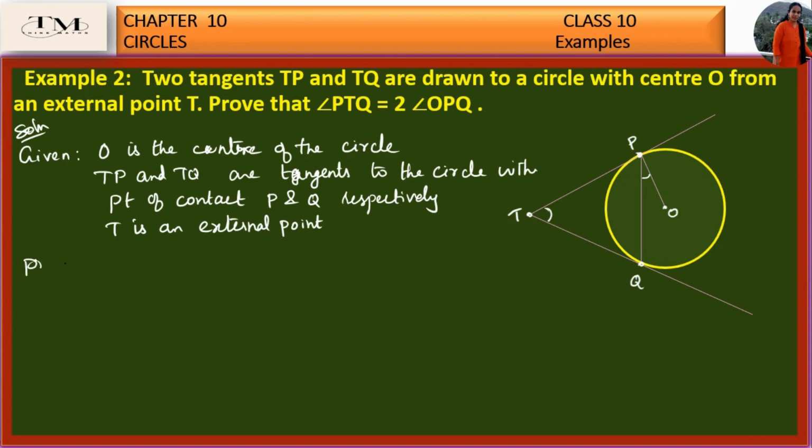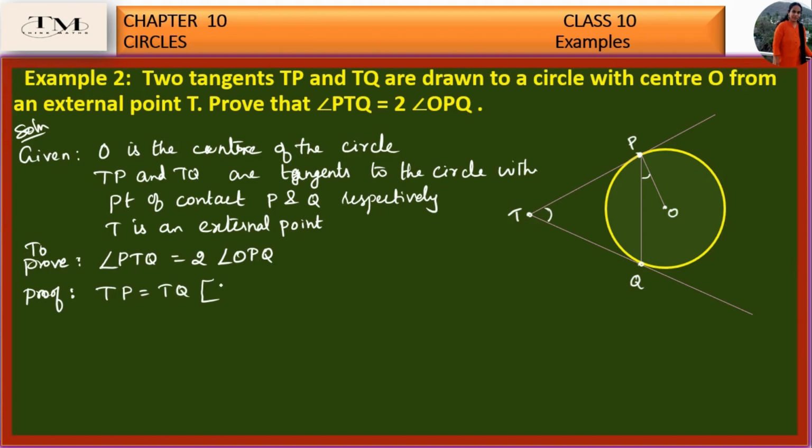What we have to prove? We have to prove angle PTQ equal to 2 times angle OPQ. Okay children, now let us start the solution. That is the proof. What is given here? TP and TQ are tangents from an external point. So we know from theorem 10.2 the tangents will be equal in length. So we can write TP is equal to TQ.